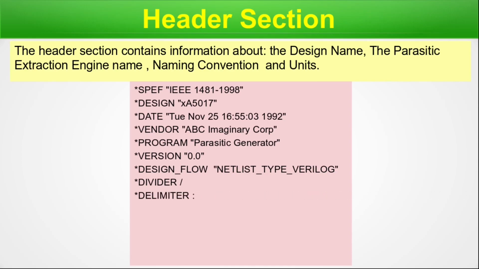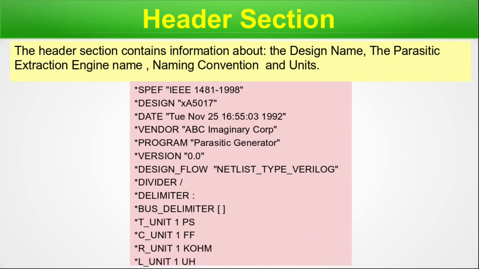Next comes the delimiter. That is a usual text delimiter. Bus delimiter is the rectangular brackets. Time unit is 1 picosecond. Capacitor unit is 1 femtofarad. Resistance unit is 1 kilo ohm. And L unit, that is inductance unit, is 1 microhenry. Although we have kept it here, generally in practice the inductor is not present. So we are done with this particular slide.